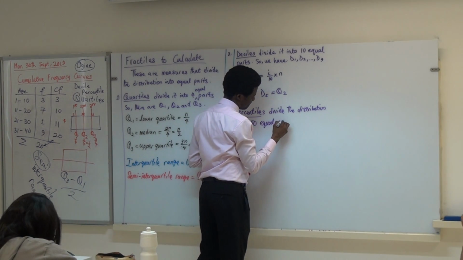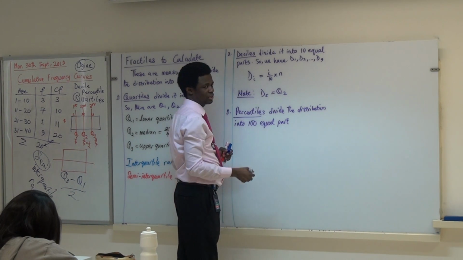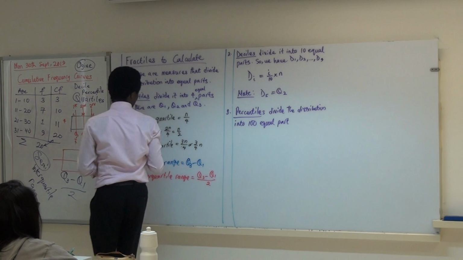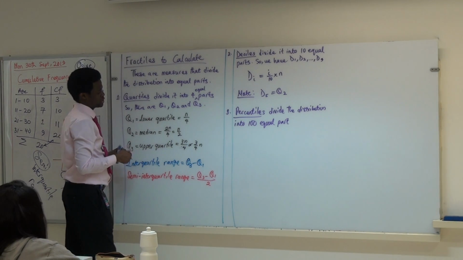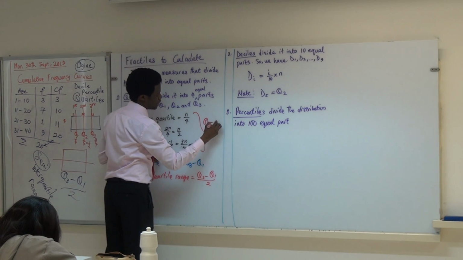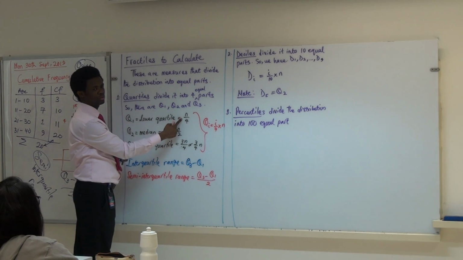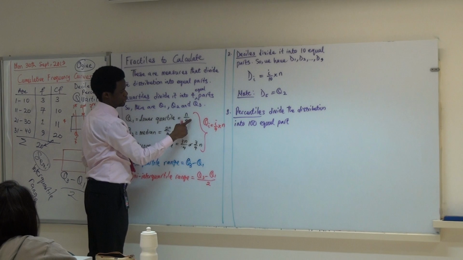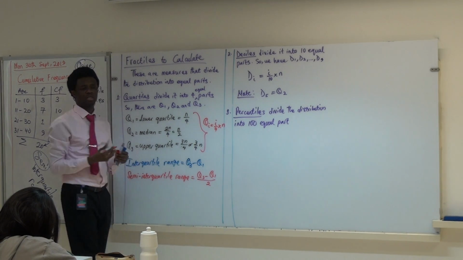What does i represent? Any number. So if it is D1, it's going to be 1 over 10 times n. What I've written there is because these are just 3, so it's easy for me to write. I could have just said Qi is i over 4 times n. So when i is 1, I have 1 over 4 times n. That's n over 4. When i is 2, I have this. When i is 3, I have that. Yes?